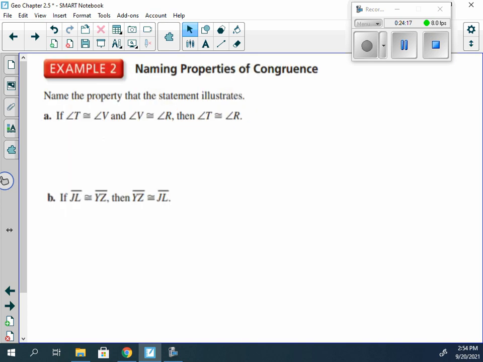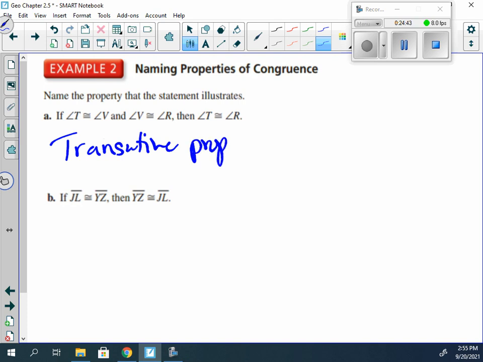If you didn't get those all down, the reference sheet I gave you on Friday does have them all there. So, if angle T is congruent to angle V and angle V is congruent to angle R, then angle T is congruent to angle R. What would this be? Property of what? Because here we don't have equals. Congruency.